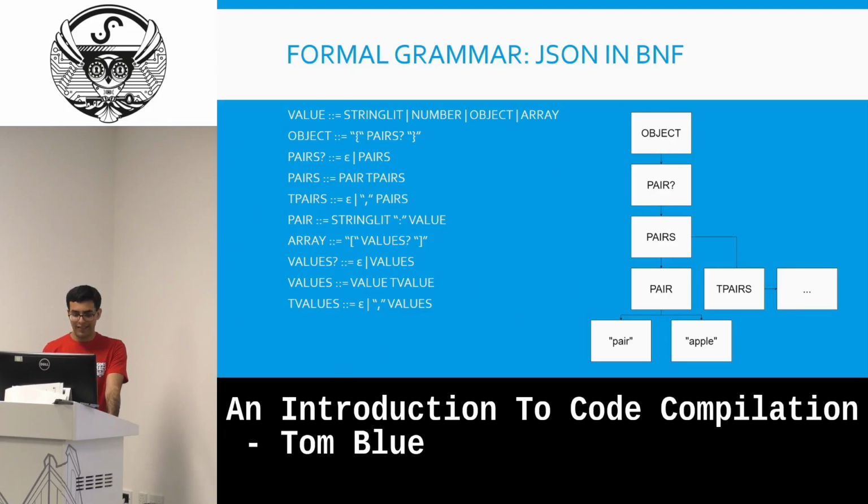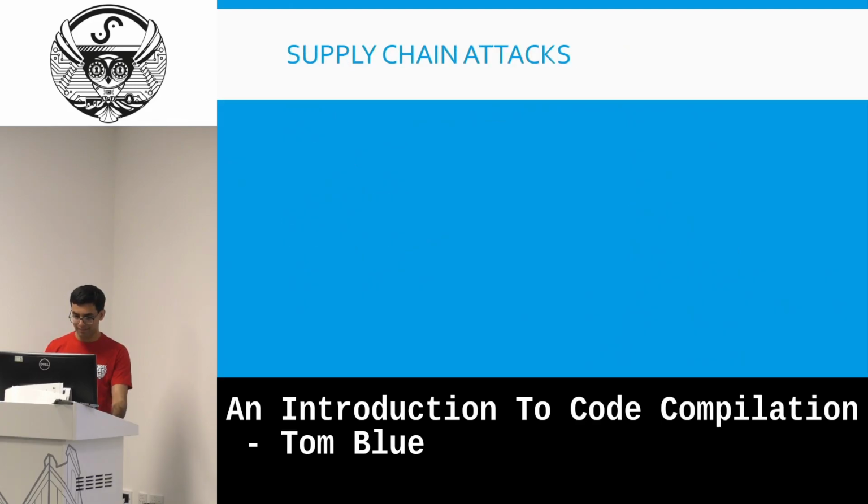So then, finally, supply chain attacks. I referenced at the beginning of the talk that understanding how compilers work can allow us to consider attack vectors which we otherwise wouldn't have. And one such attack vector, I'm going to explain now. Compilers are compiled by compilers. You need a compiler to make a compiler.